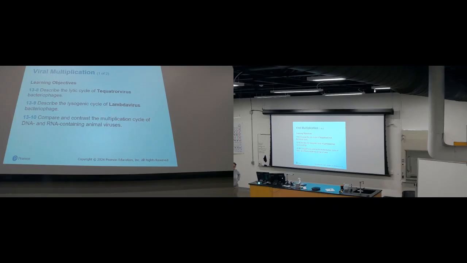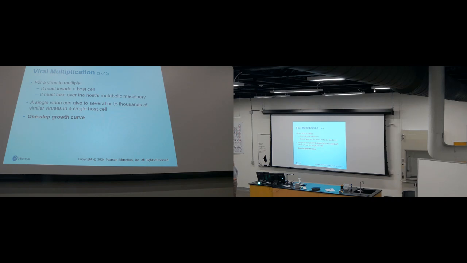So now we're going to see how viruses multiply. We're going to see two ways, the lytic cycle and the lysogenic cycle in bacteriophages. And then we're going to see the mode of replication of RNA and DNA viruses. And then we have two types of viruses, the T-even viruses and lambda virus. You're going to see those. It's typically called T virus.